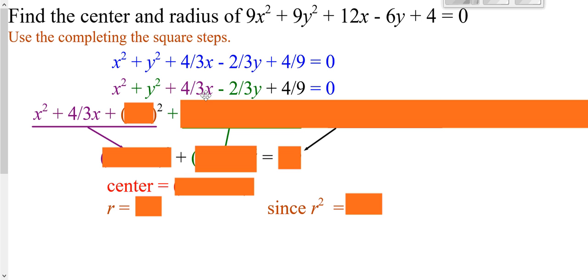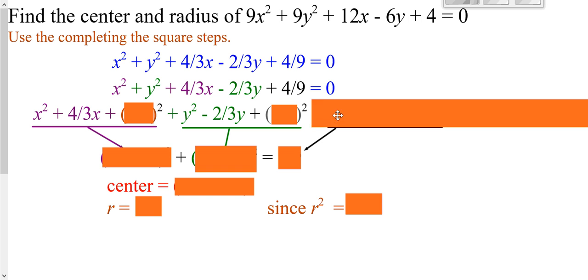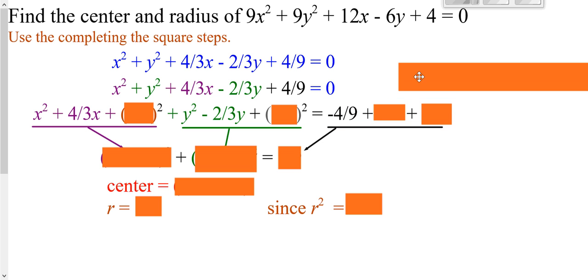Plus, I'm going to group the y's together. And then this doesn't have any x's or y's. I want to take that to the other side by subtracting it. Now remember, in completing the square, you have to take half of this and square it. Well, half of this, 4/3 times a half, is 2/3.